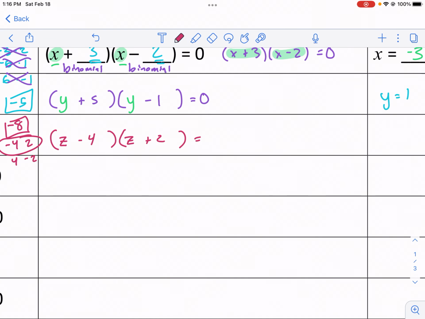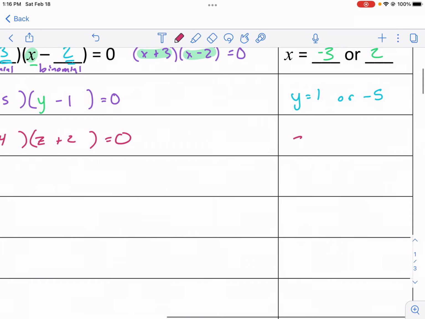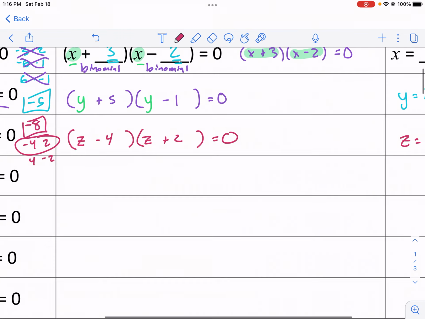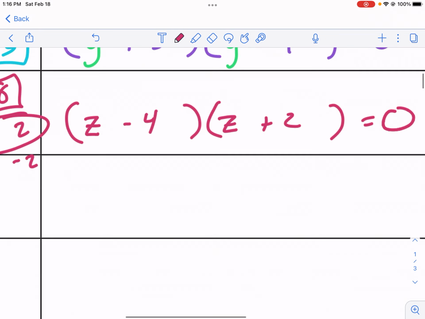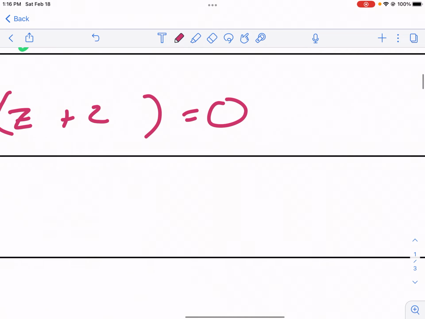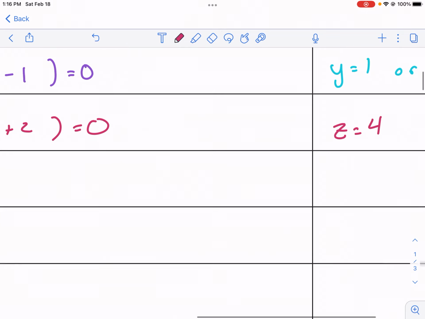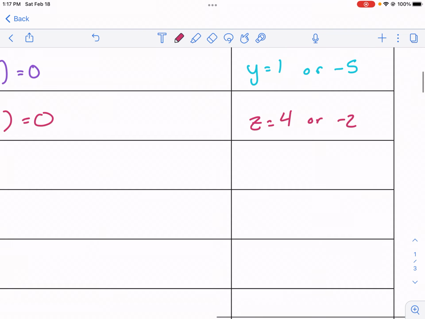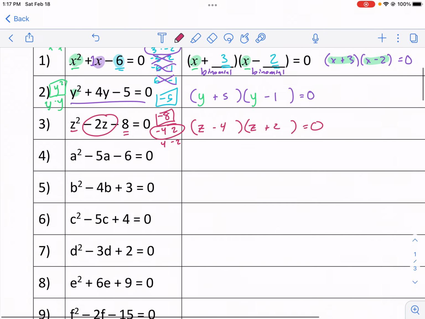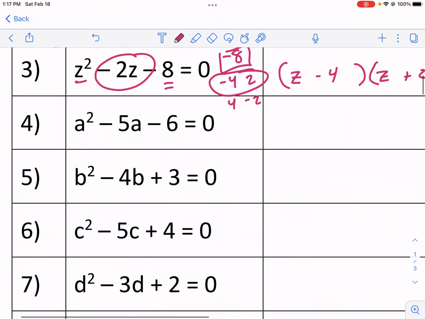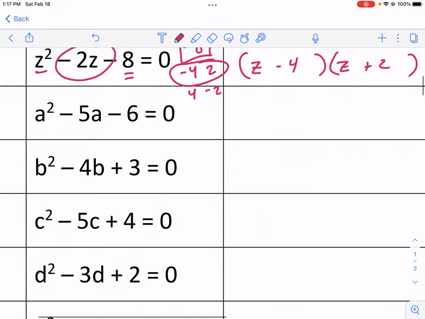Set it equal to 0. Okay, so now z equals, what does it equal? Positive 4, because 4 minus 4 equals 0, or negative 2. Negative 2 plus 2 equals 0. It's as simple as that. You're essentially just looking at the opposite of what you see in the parentheses, and that is the solution to the quadratic.